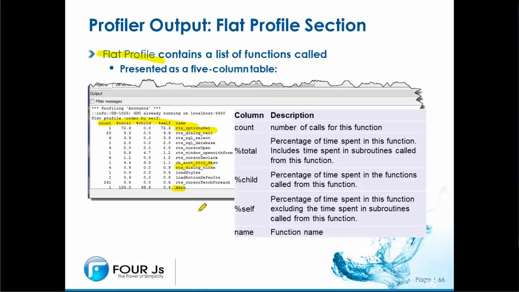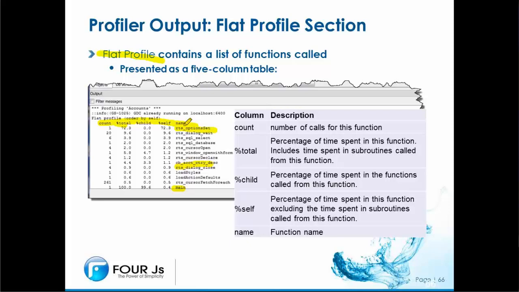The count is the number of calls for the function, then the percentage of time spent in the function, and notice the total percent line includes any time that was spent in subroutines that were called from the function that you're focusing on. The percent child is the percent of time spent in functions that were called from the function that you're looking at. And the percent self is the percentage of time spent in just this function, and it excludes the time that was spent in subroutines that this function called. And then finally, of course, the last column is the actual name of the function. So that's the flat profile section.